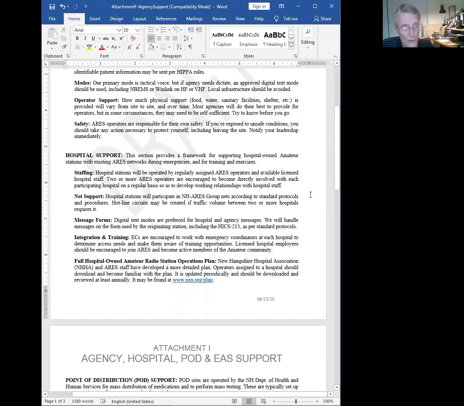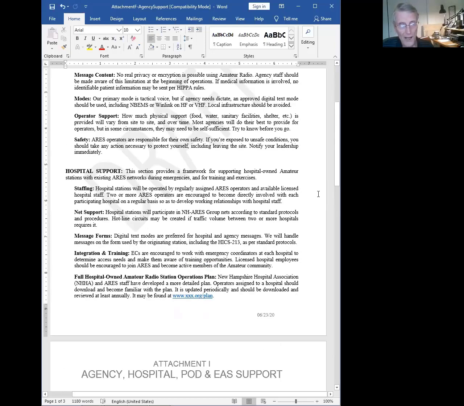So let's see what else we got here. Modes, primary mode is voice. Agency needs dictated. We can use an approved digital text mode, such as NBEMS or WinLink. Anything with local infrastructure should be avoided. That's a planning issue, of course.